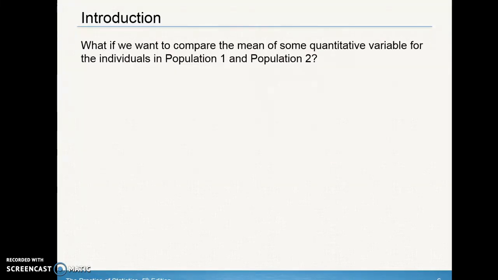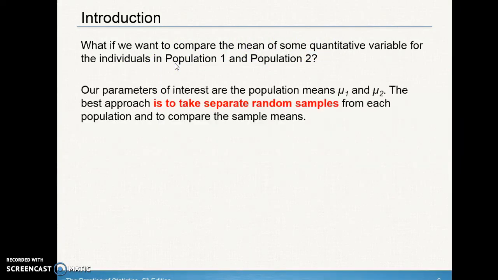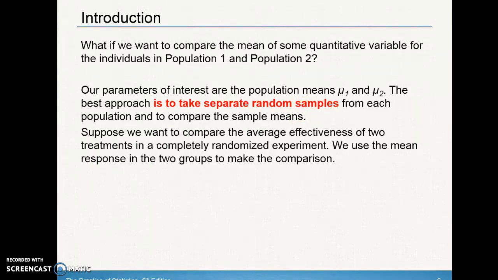and how is that different from matched pairs. So what if we want to compare the mean of some quantitative variable for the individuals in population 1 and population 2? The parameters of interest that we're looking at, instead of having one mean, we're going to be looking at a mean of my first population and a mean of my second population. Since I have two individual populations, I'm going to have to take two separate random samples from each population and in the end compare those two sample means.